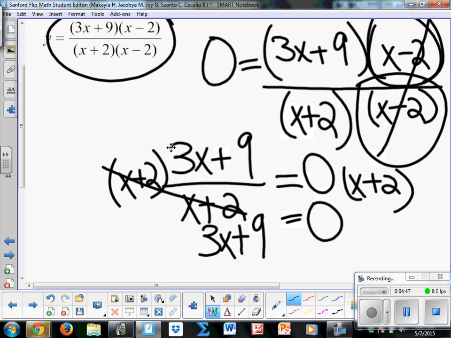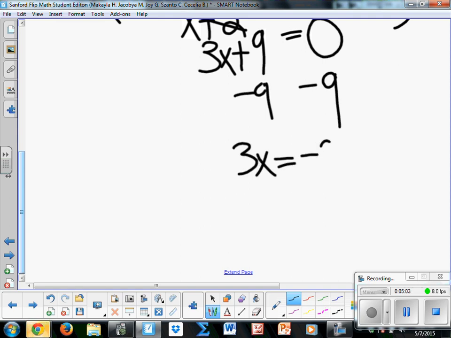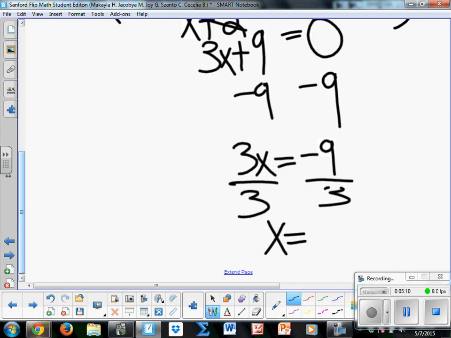I need more room, so I'm going to scroll this down. Okay, that was a lot. So what we're going to do is subtract 9 on both sides. We end up with 3x equals negative 9. We divide by 3 on both sides. We end up with x equals negative 3 as our x-intercept, which will be written like this.